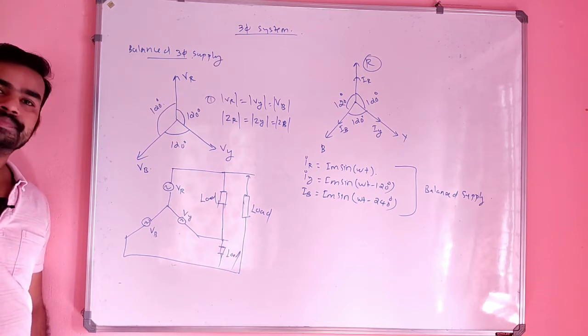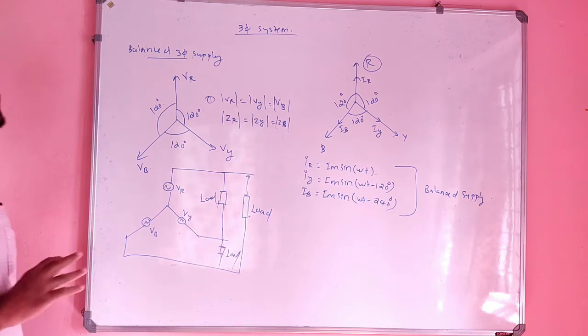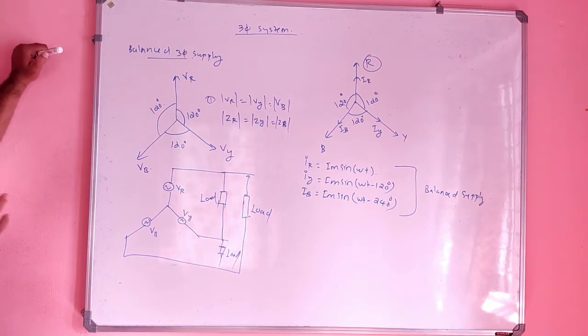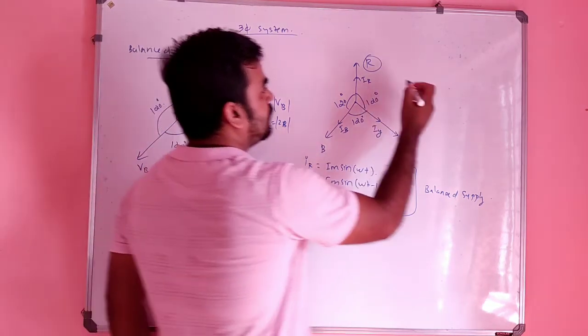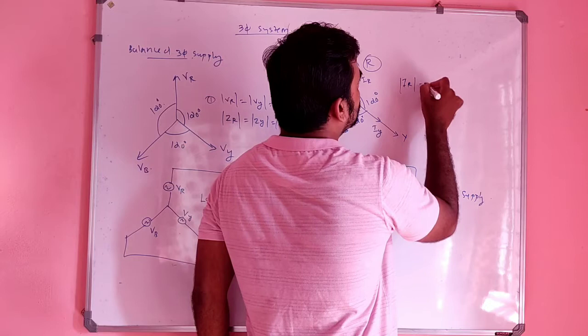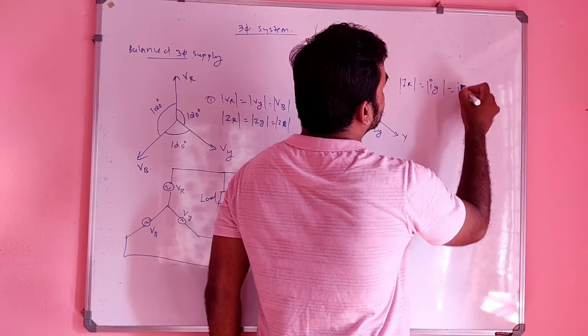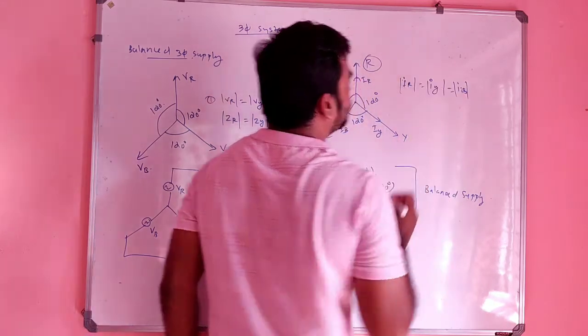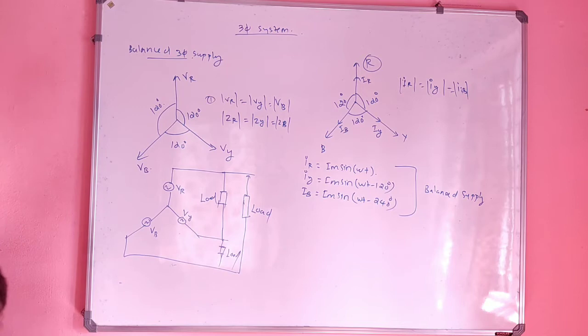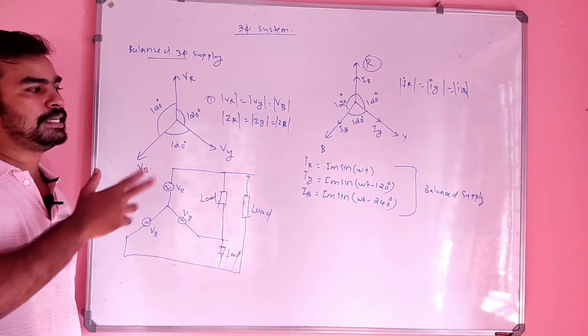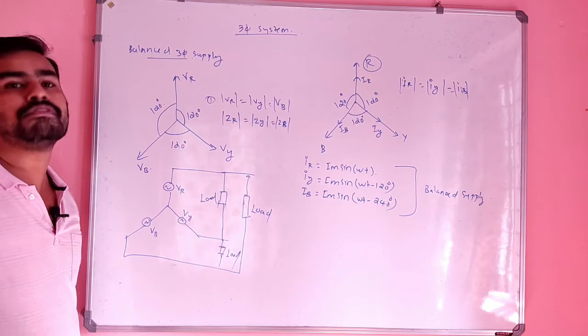Is it clear? So balanced is nothing but there should be 120 degree phase difference between each of the phases. Also the magnitude of the impedance across the phases will be equal, the magnitudes of VR, VY and VB will be the same, and also the magnitude of IR will be equal to the magnitude of IY, equal to the magnitude of IB. The magnitudes are the same, but the instantaneous values will be very different.